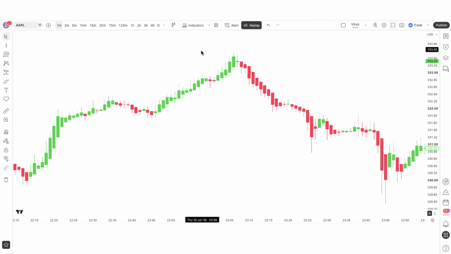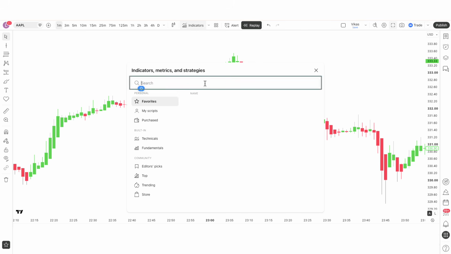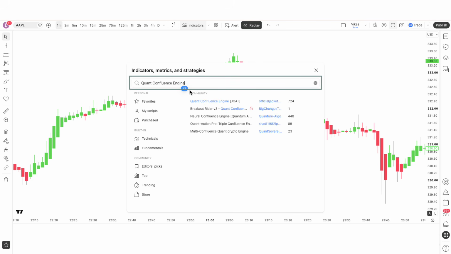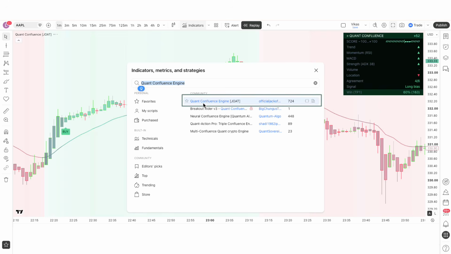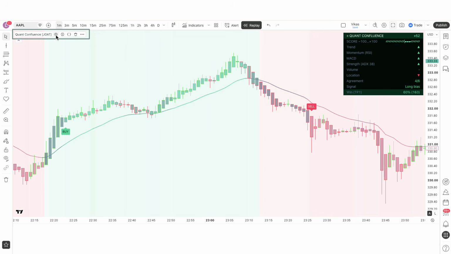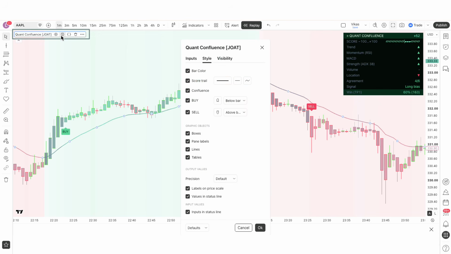Next, you'll want to find those magic indicators. Head over to the Indicators tab and search for the Quant Confluence Engine. Select the indicator made by Official Jackoff and add it to the chart. Now change the indicator settings for perfect signals.